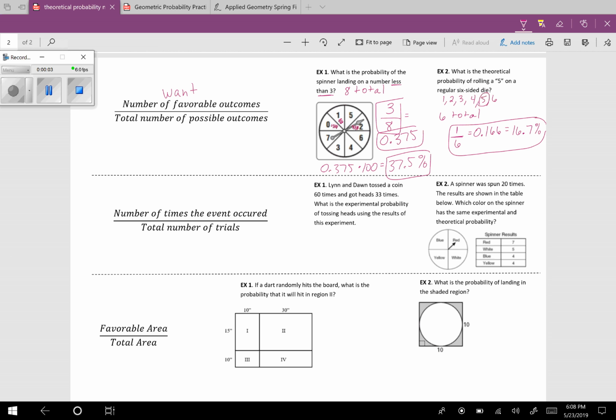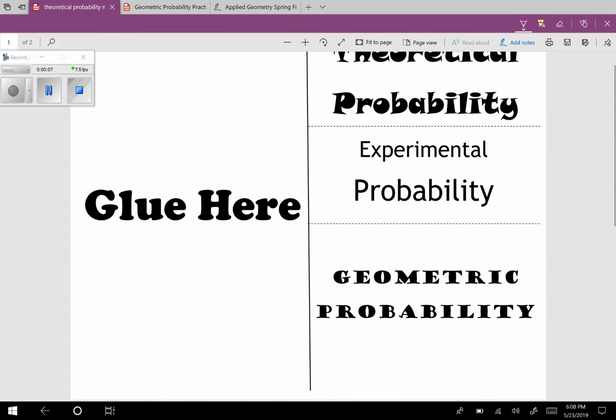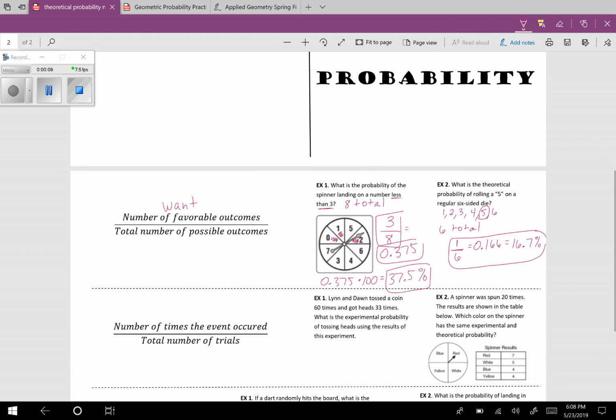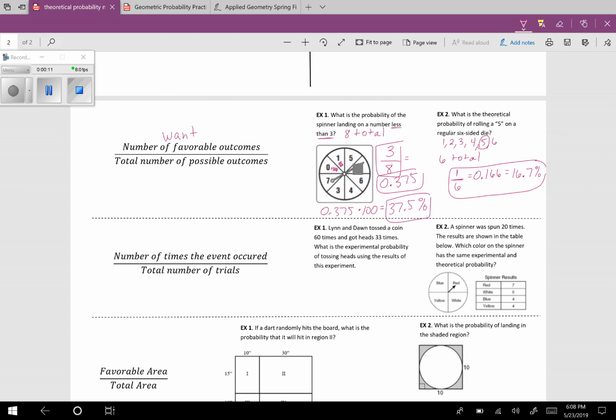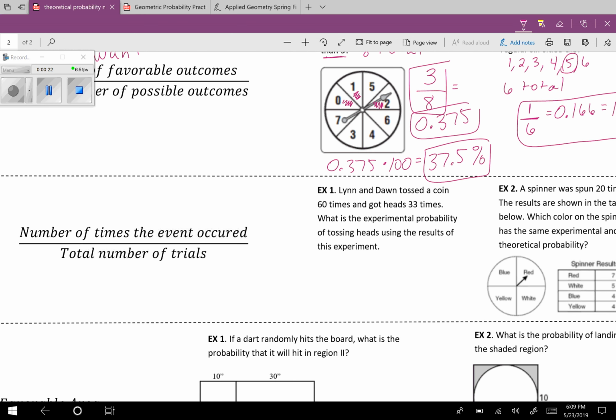Alrighty. In this video, we're going to be covering experimental probability. So that's the second topic we're covering after theoretical probability. If you didn't watch the theoretical probability video, you're going to want to go back and watch that one first so you understand what we're doing. Experimental probability is based on the results of experiments, and it can be used to predict future results. So it's the number of times that the event actually occurred out of the total number of trials.